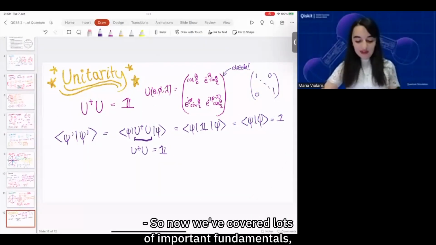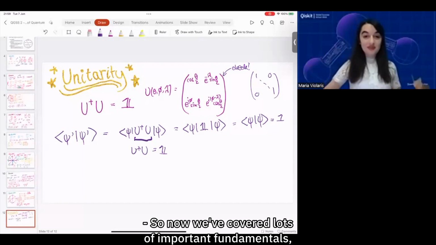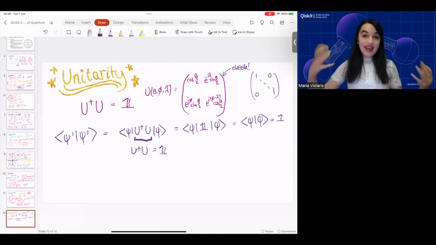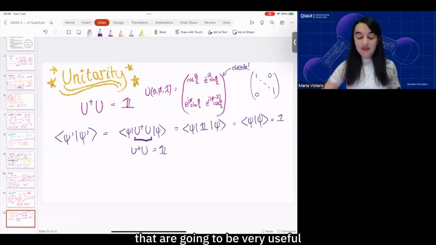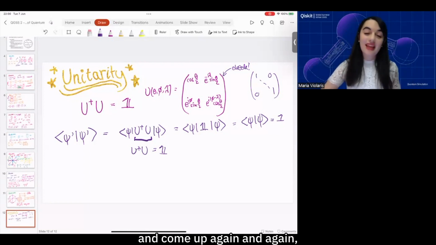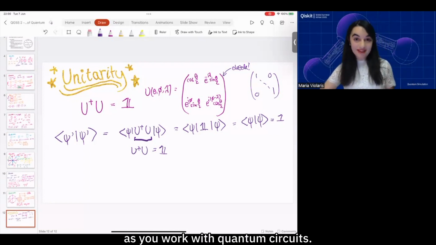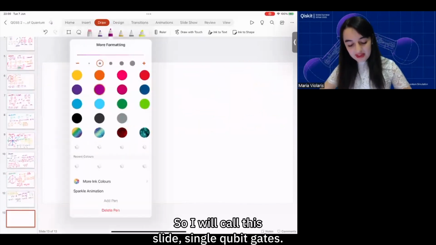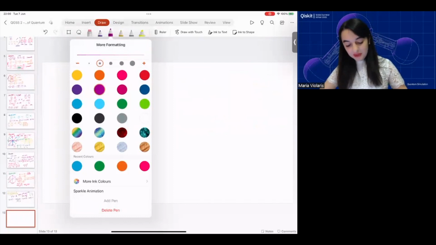So now we've covered lots of important fundamentals. We can pick out some key single qubit gates that are going to be very useful and come up again and again as you work with quantum circuits. So I will call this slide single qubit gates.